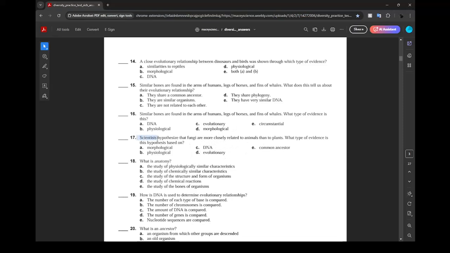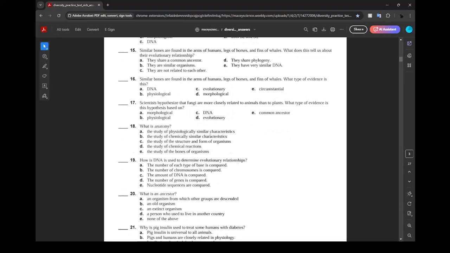first, scientist. And when you see scientist, you gotta think more professional. Anatomy. Anatomy is the study of physiological similar characteristic, chemically. Okay, right off the bat, cross that out. The study of structure and form of organisms, chemical. Wow, bones. Wow, no. We're left with only A and C. So we look at this physiological similar characteristic. That is too specific to be anatomy right there.